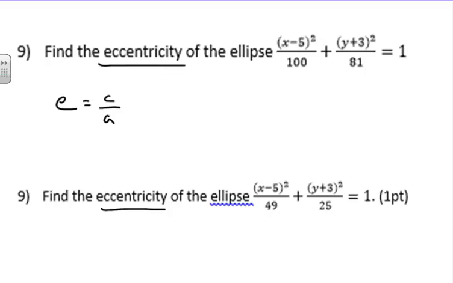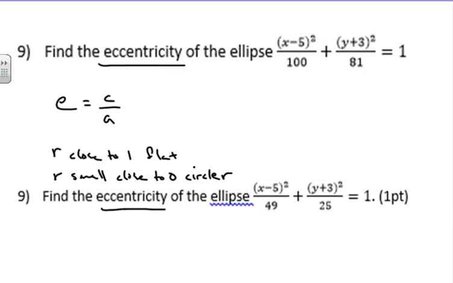So if this ratio is closer to 1, then it's going to be flat. If it is small, close to 0, that means it's going to be almost a circle, or more circular. So we got that. Now, to figure this out, it's pretty simple, actually.